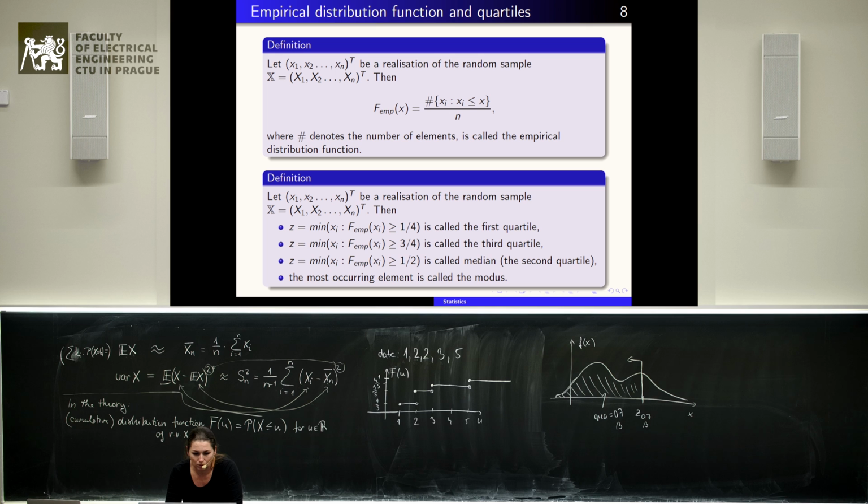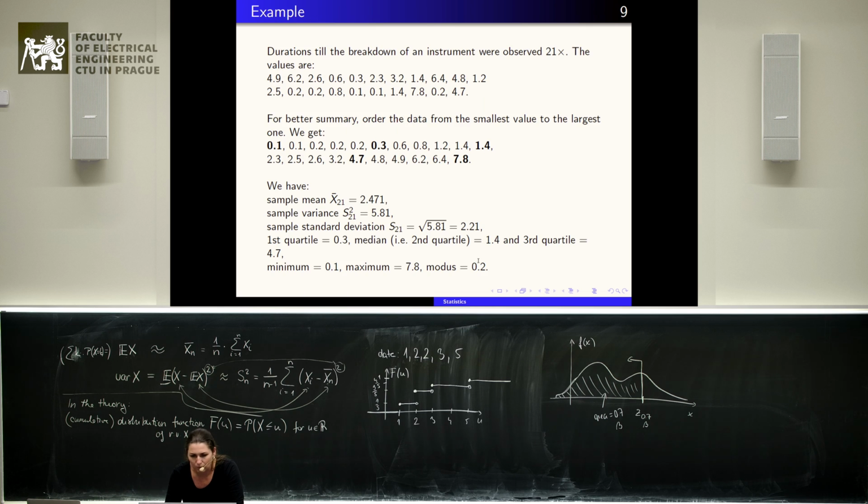And the most occurring element is called the mode. We won't use it, so we can skip it. So imagine an example of how to solve some basic construction of a model in statistics.